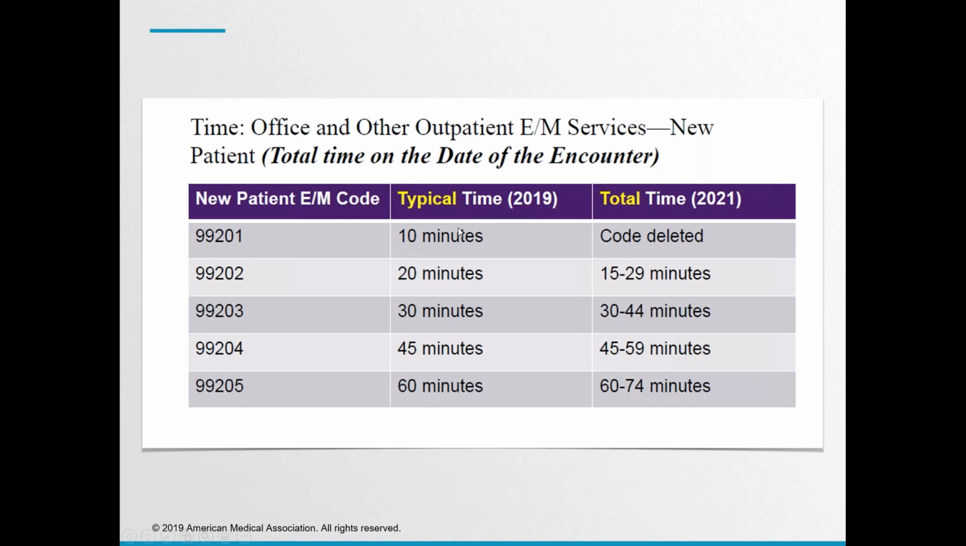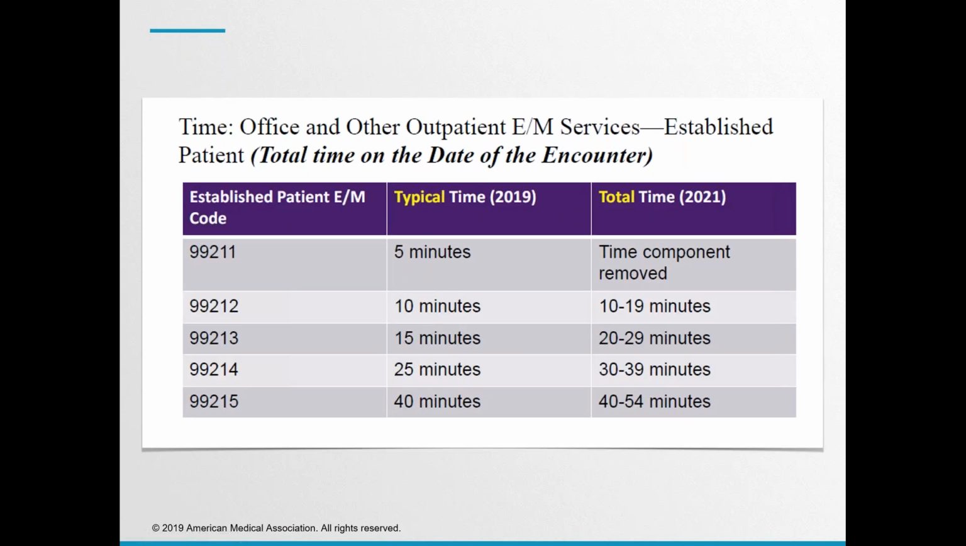Okay, so here's what our time is now. We notice 99201 is deleted, right? And they basically didn't change too much. Your 99202 now, if you have at least 15 minutes, you can report it. So that went down. And all the rest of them, your 3s, your 4s, and 5s, you still have that threshold of 30 to 44 minutes, or 45 to 59, or 60 to 74. So not so much on the changes there, but when we move to established patients, look at what happens.